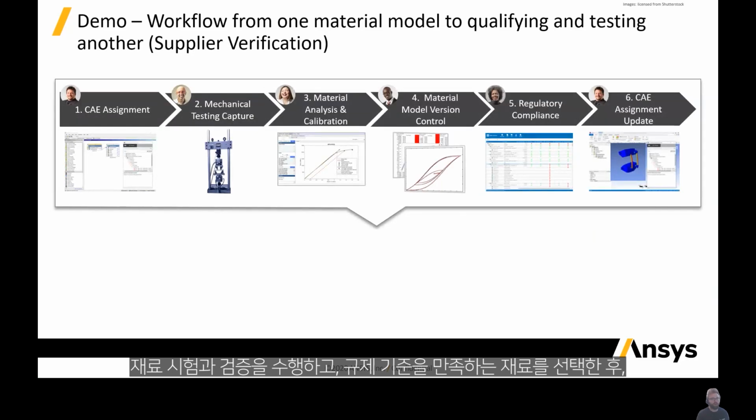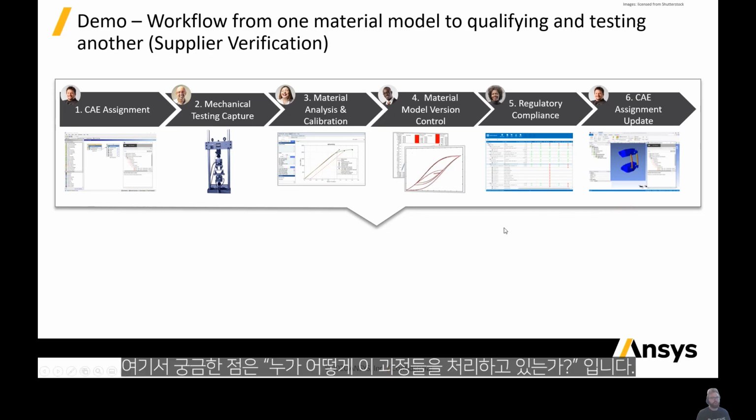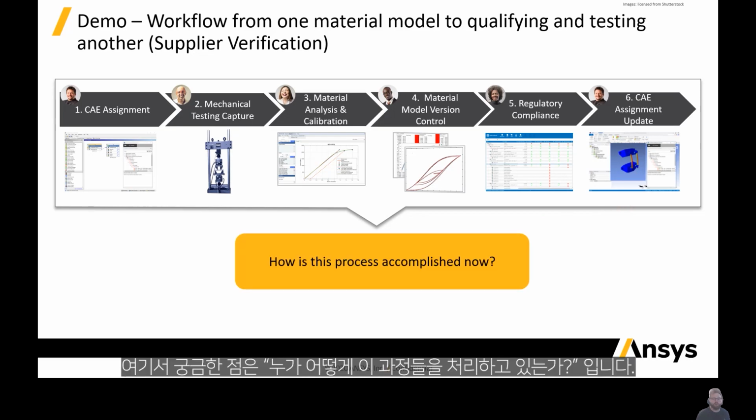So this is the demo workflow that we're going to go through, which is assigning a material in CAE, and then of course capturing the test data associated with it, being able to do some analysis and calibration in regards to our material model, assessing whether this material is compliant on a regulatory level, and then moving forward into actually doing our CAE material assignment again. And the question that we typically like to ask is, how is somebody doing these processes now? A lot of times it's Excel files, a lot of times it's email chains, and that can lead to a lot of complications, particularly when you have to go in front of either a legislative body or make a really difficult decision in the design process.